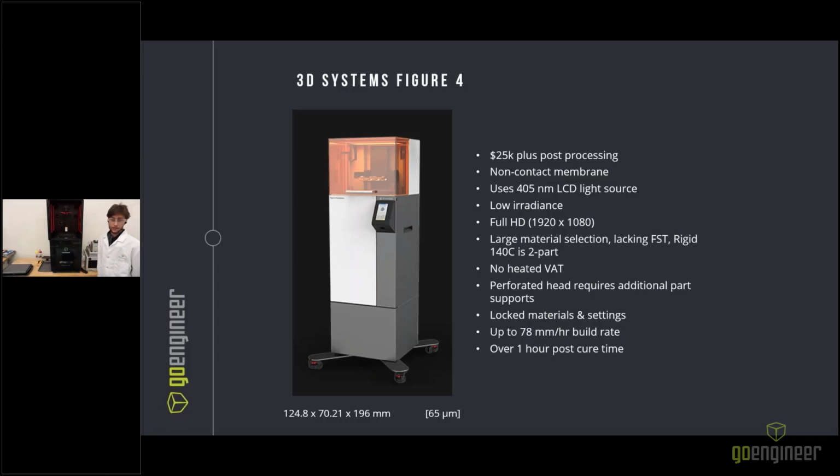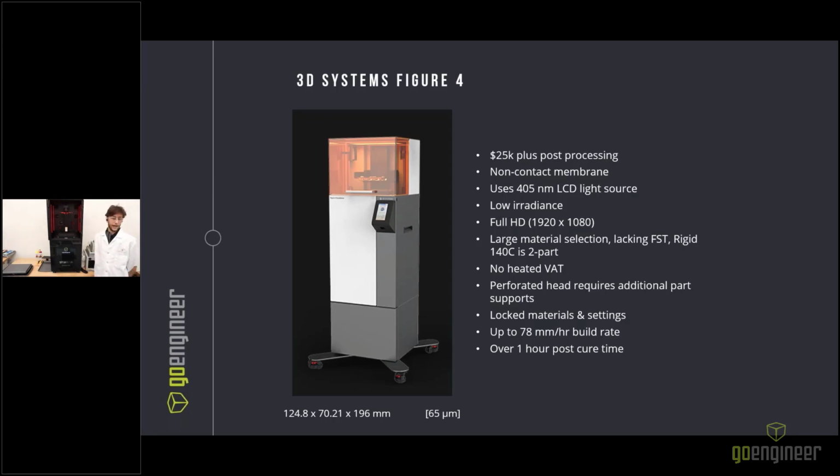And the 3D Systems Figure 4 uses a 405 nanometer, again, LCD light source. So it is not a direct competitor to the DLP machines. This has a much lower irradiance, and it's only offered at full HD, not 4K. The build envelope is substantially smaller, and it has 50% lower accuracy in the XY resolution.